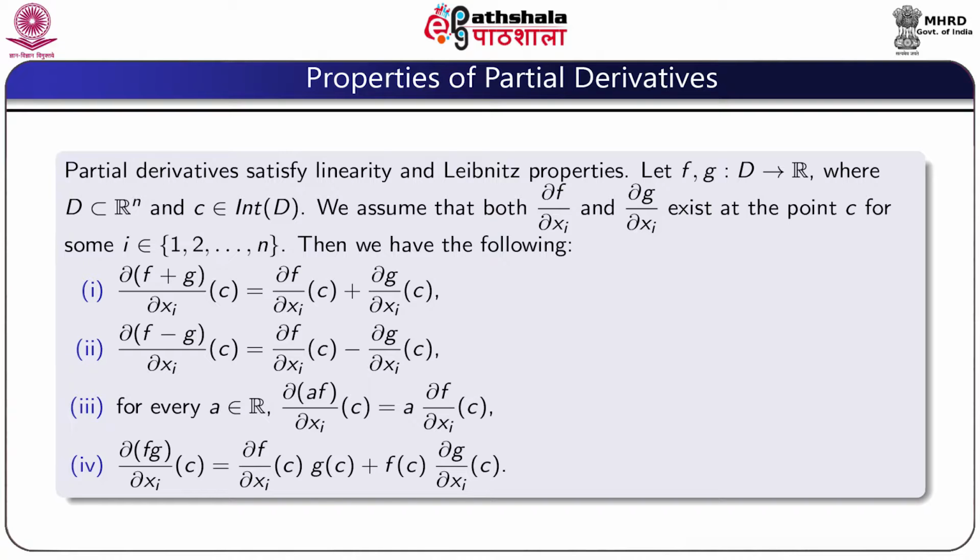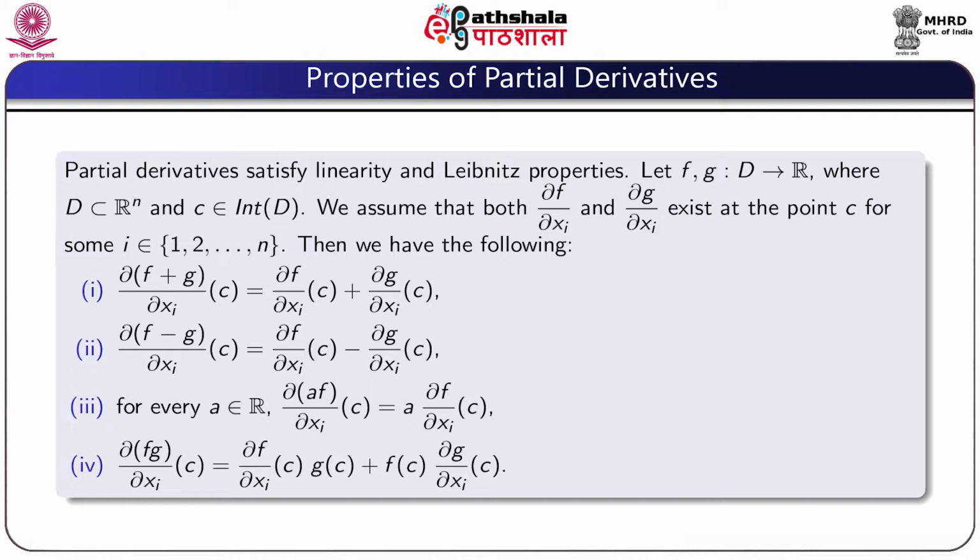Next, let a be any real number. We consider the function a f. Clearly, it is another function defined over the set D and is real valued. If ∂f/∂xi exists at the point C, we can find the partial derivative of the function a f with respect to the ith variable exists at the point C, and moreover, ∂/∂xi of a f at the point C equals a times ∂f/∂xi at the point C.